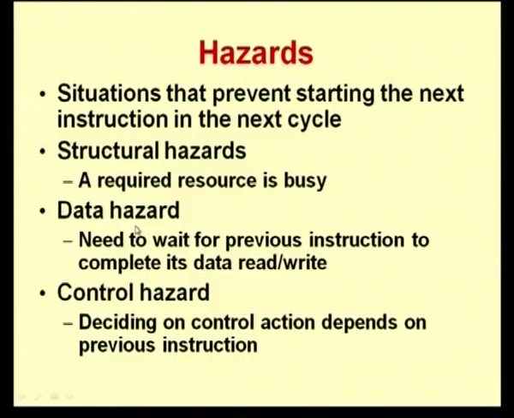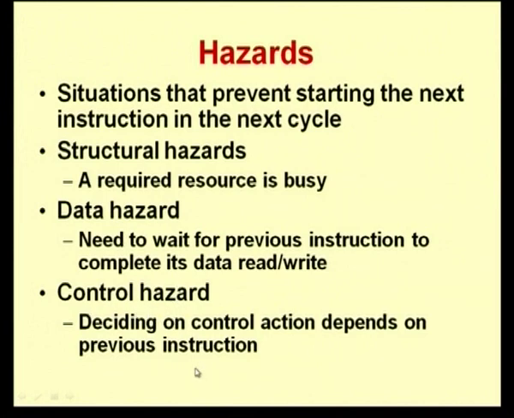Now, obviously, until the previous instruction has completed its output, has written the data, the next instruction may not be able to read the data from the register. So, in which case, you may have to wait until the previous instruction completes before the next instruction can start. So, in this case, we say we have a data hazard. Okay. The third is a control hazard.